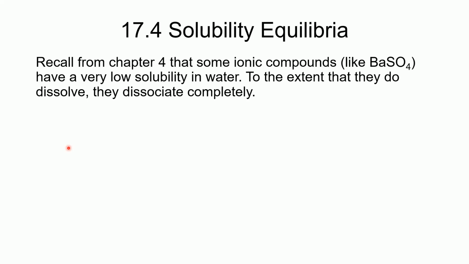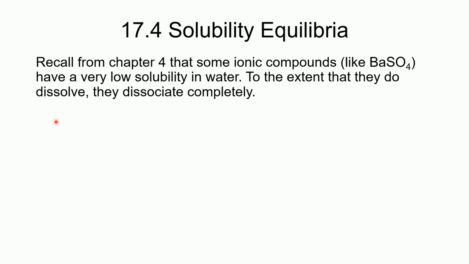We now move on to the second half of chapter 17. In this section, we're going to be looking at solubility equilibria. You may recall way back from chapter 4 that there are certain ionic compounds that have very low solubility in water, as compared to other things like sodium chloride and sodium bromide that have very high solubility in water.